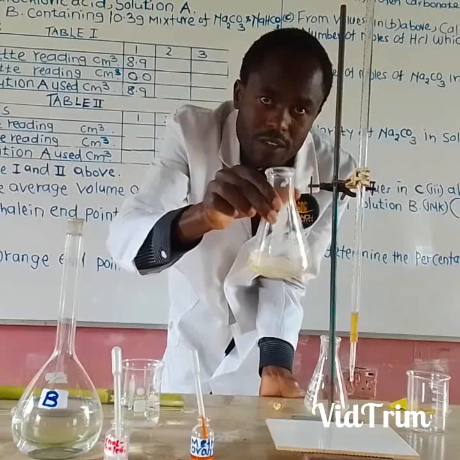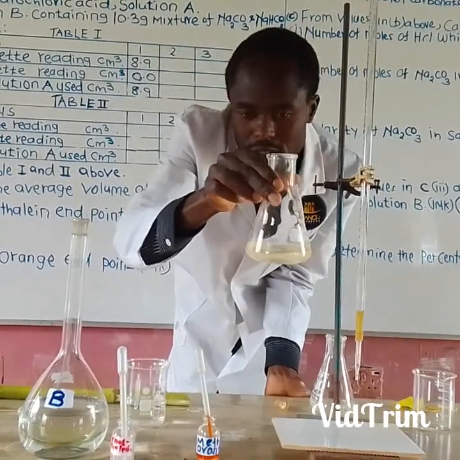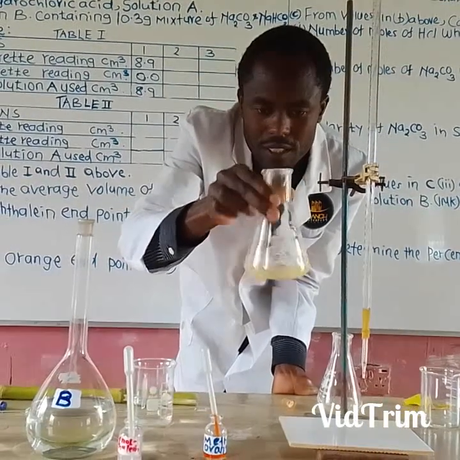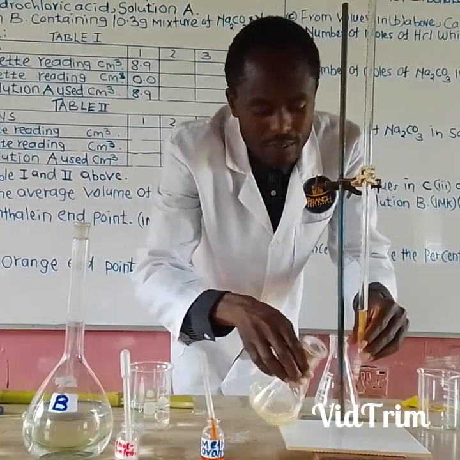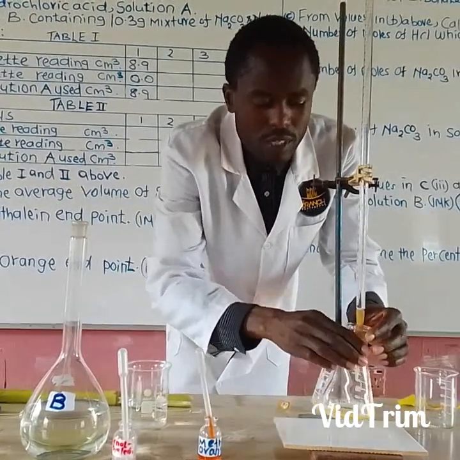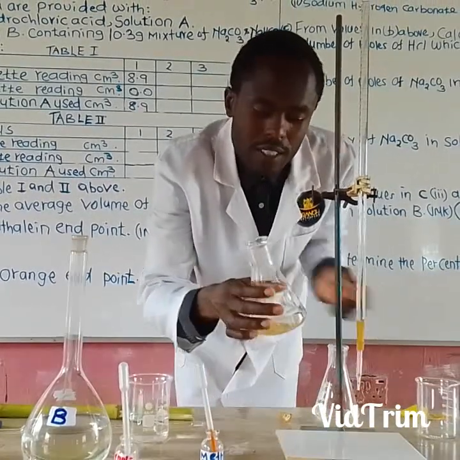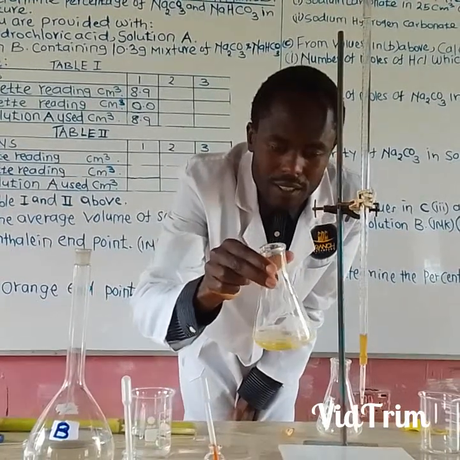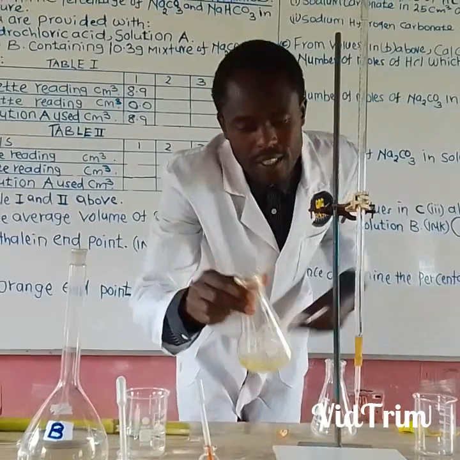Are you able to see the yellow? Is it clear? So when you add methyl orange, the mixture is yellow. Then I continue titrating with this solution A. When I titrate, I'll titrate until the yellow color turns orange, closer to orange. Is it okay? Let us go.